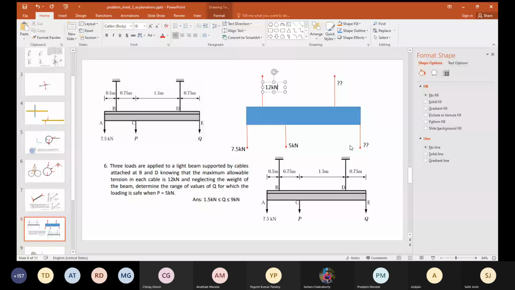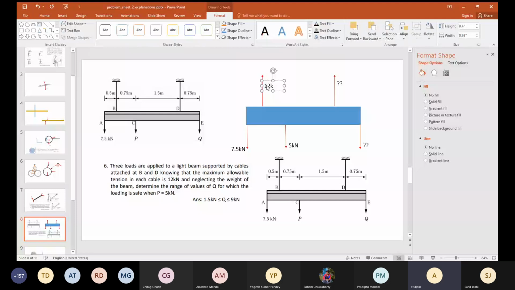And when this is 12 kilonewton, Q has the maximum allowed value. That way, you have to solve this thing twice. Okay? Understood? When Q is minimum, the load at B will be maximum, and that is limited to 12. So we can write at B 12 kilonewton. Then you can find out the minimum value of Q. And when Q is maximum possible, then the load at D is 12 kilonewton. You can find out the maximum value of Q.